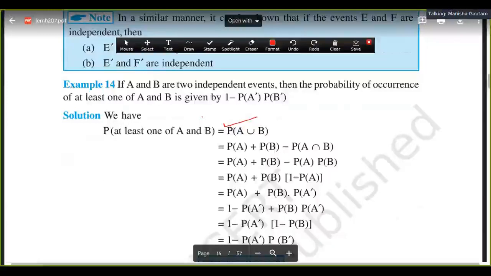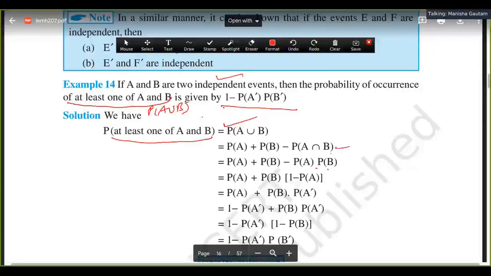If A and B are two independent events, now you have to show that at least one of A and B is given, like this. At least one of A or B means A union B. You must know the algebra of sets. It gives you probability of A union B. It means at least one of A and B means probability of A union B. Apply the formula. Now probability of A intersection B will be equal to probability of A into probability of B, because A and B are independent events.